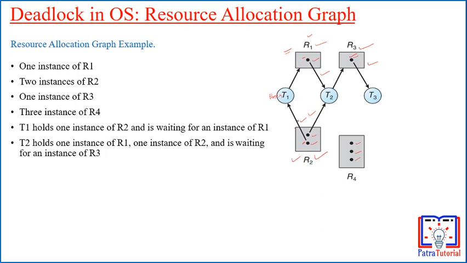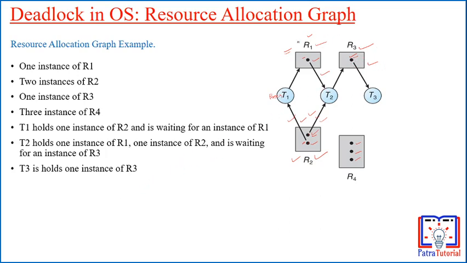the rectangle. But if it is an assignment edge, then it should indicate clearly an instance. So these two are assignment edges, right? This arrow is carrying this instance and this arrow is carrying this instance. But this is a request edge, so it will just request for the resource, not for an instance. Okay, next T3 is holding one instance of R3, right?